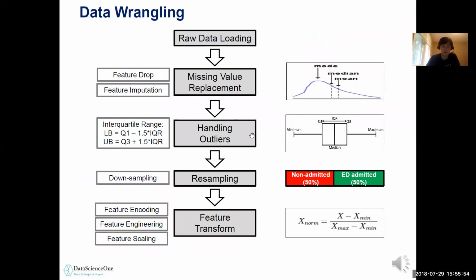Now, moving on to the data wrangling overview. There are 5 major steps involved in the data wrangling step. First, data loading onto Python. Second, executing the missing value replacement. Third, handling outliers, to remove the outliers from the entire observation. Fourth, executing the resampling strategies to adjust the class imbalance ratio in our dataset. Finally, applying feature transformation to convert the features into a different format or to generate a new set of features from existing features.